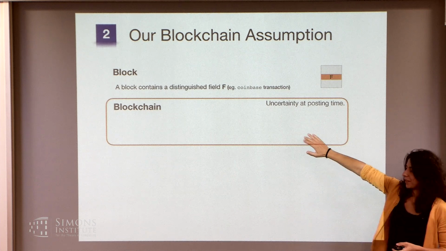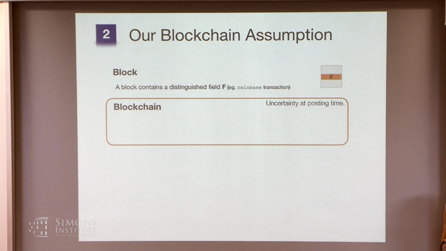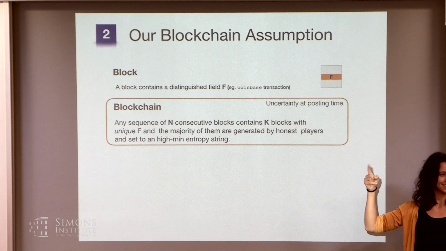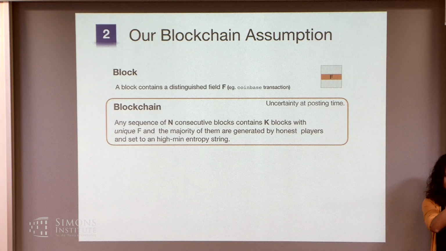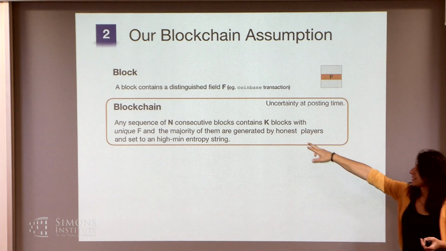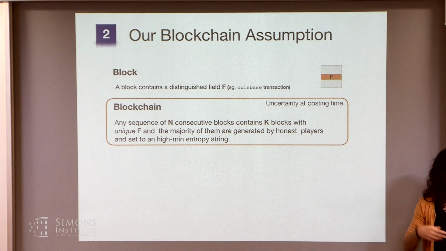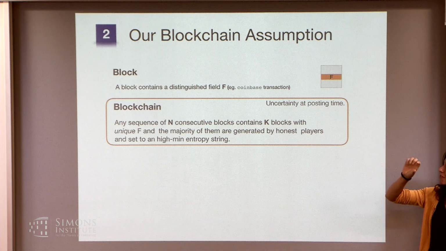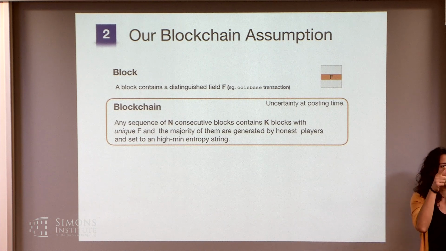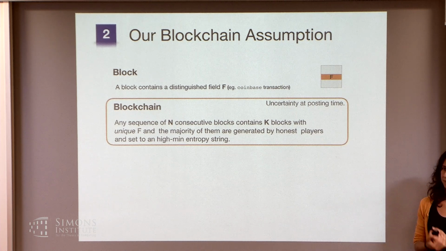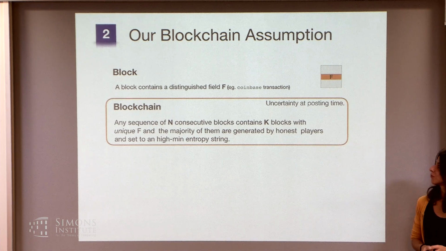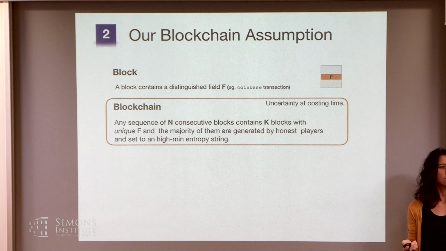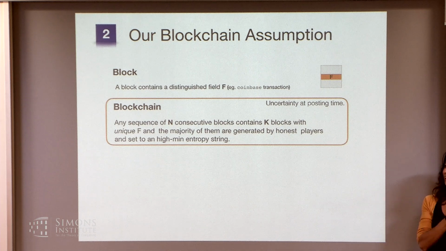Now, the assumption on the blockchain is that if you take any sequence of n blocks and you look at these fields, in these n blocks, at least k of them will have unique values in these fields, and at least more than half of them are computed by honest parties, putting some high entropy string on this field.